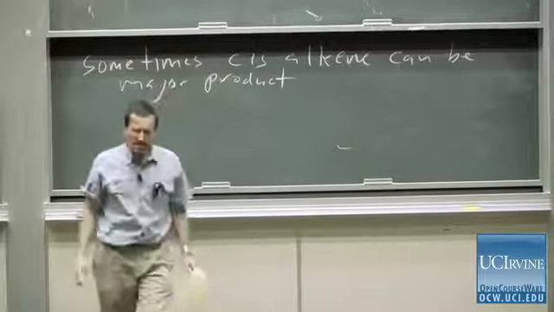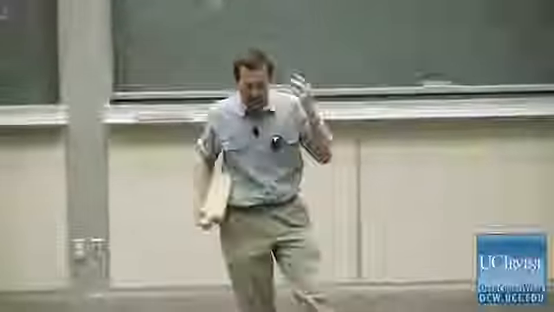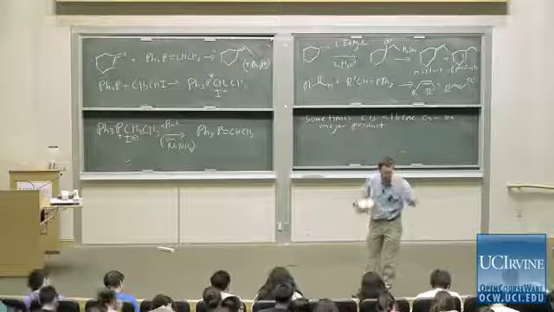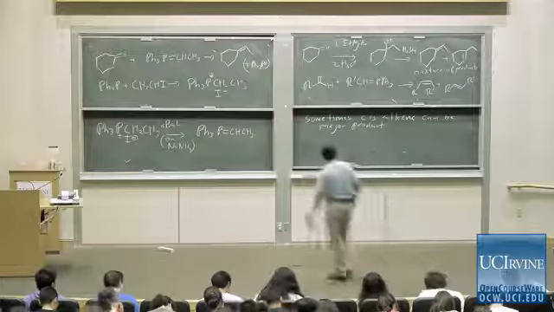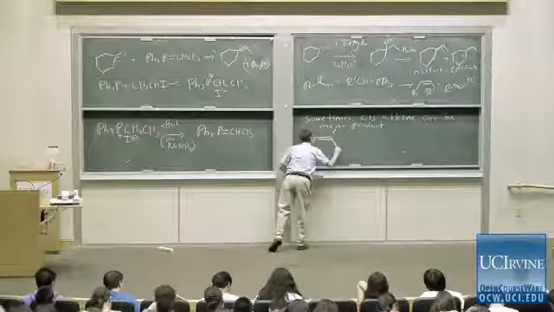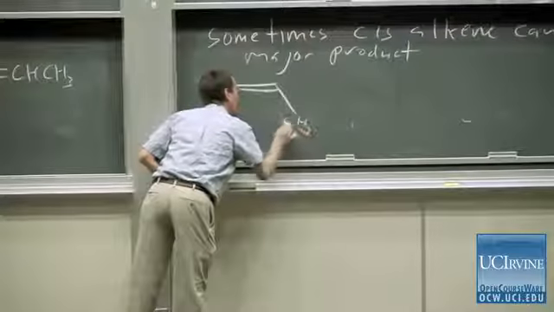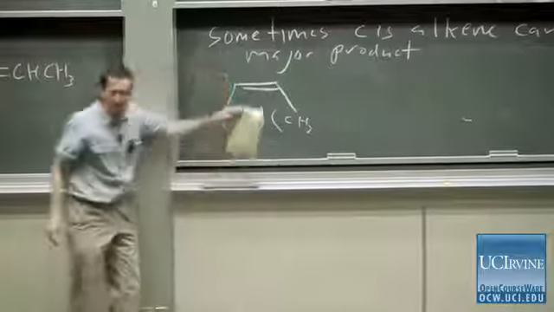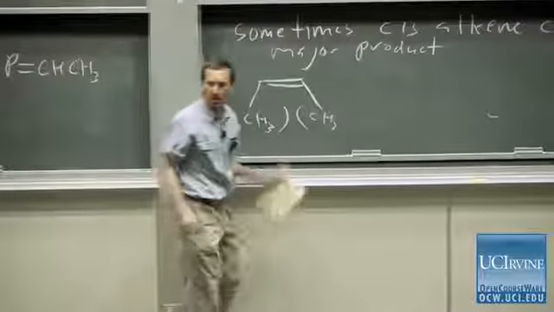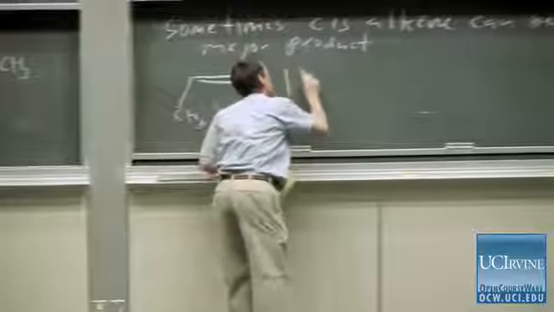And this is surprising because it's contra-thermodynamic. The more stable alkene is the trans alkene. In the cis-alkene, the two substituents bump into each other. If I have cis-2-butene, the two methyl groups gently bang into each other, but cis-2-butene is about 1 kilocalorie per mole less stable than trans-2-butene.